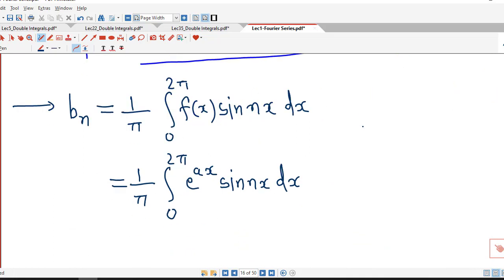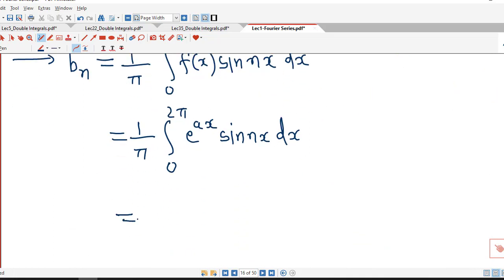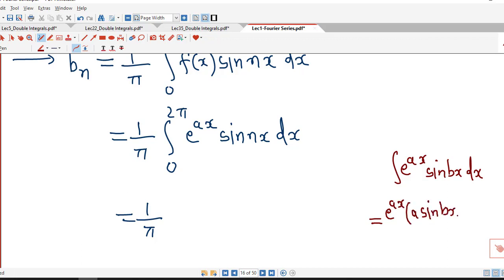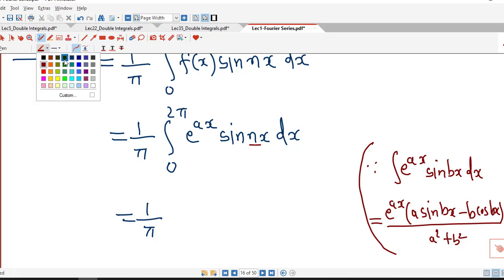So now we can first write the formula here: the integral of e raised to ax sin bx dx is equal to e raised to ax times (a sin bx minus b cos bx) divided by a square plus b square. So we use this formula. Instead of b, we have n here.